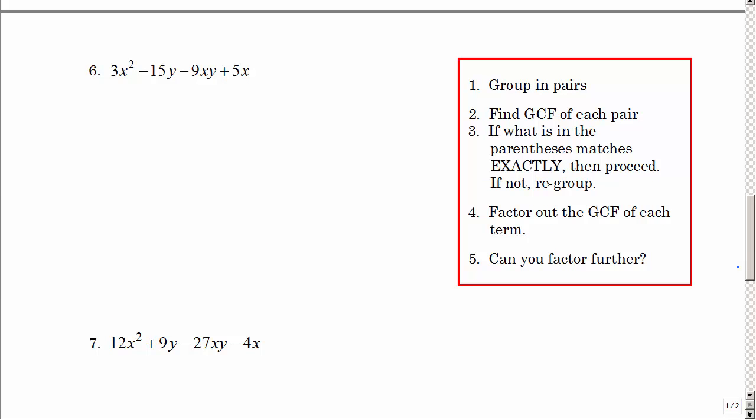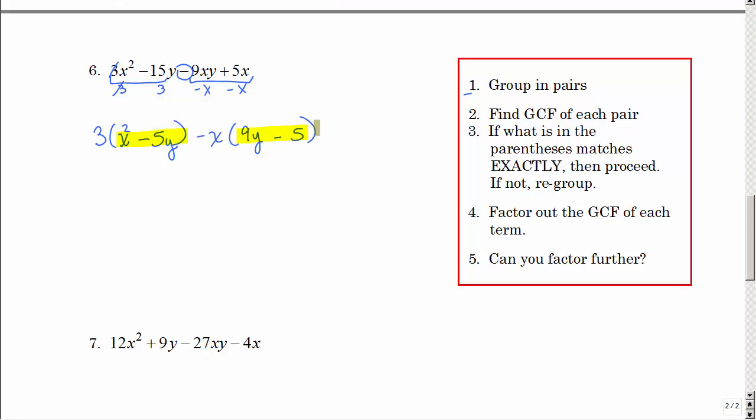Alright, so we're going to group. So the first thing, we're going to group in pairs. Let's do this. So what do these first 2 have in common? I think just a 3. So if I divide both by 3, I'm left with x squared minus 5y. What's the second group have in common? Not much, an x. Remember, if we had a negative, we're going to take out maybe a negative x. So if I divide by negative x, that's going to leave me positive 9y minus 5.